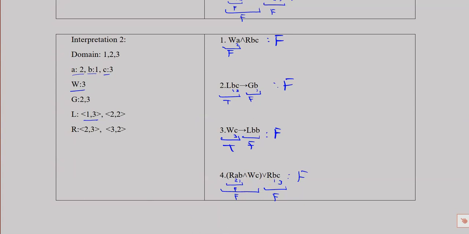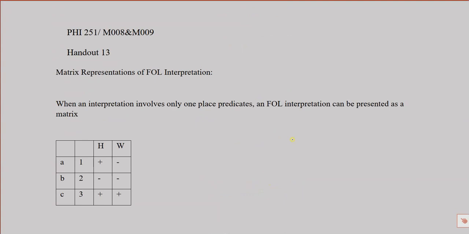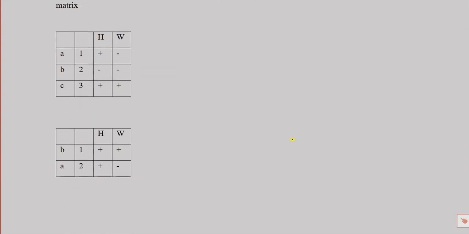Now let's talk about an alternative representation of interpretations. When you have an interpretation that involves only one place predicates, then you can represent that interpretation in a matrix format. So what we have here on the left are two interpretations of, let's say, the statement WA and HB. Let's consider this statement. Here what we have in these matrices are two interpretations of this statement.